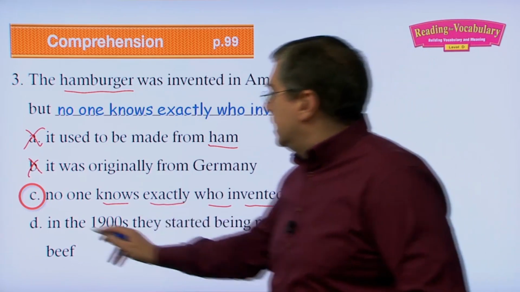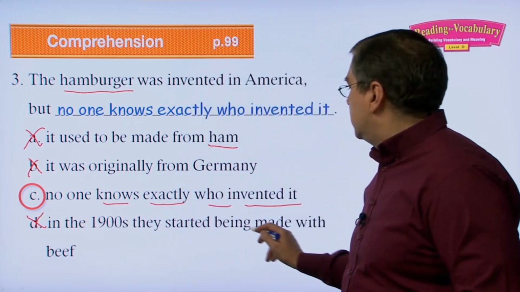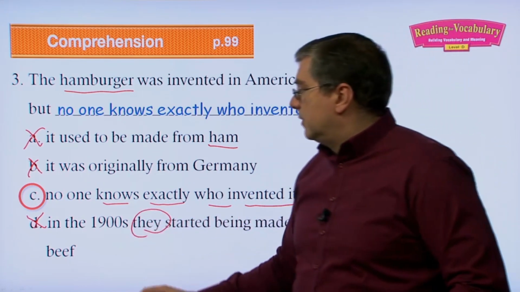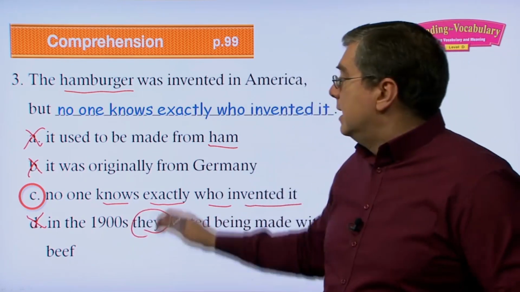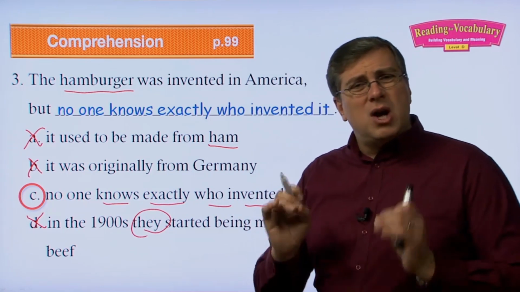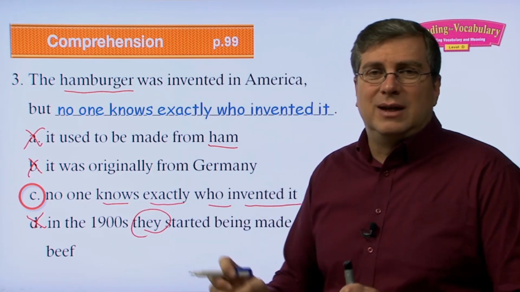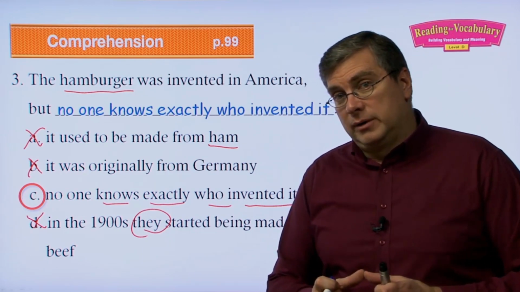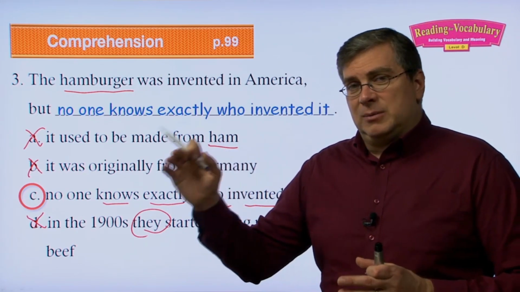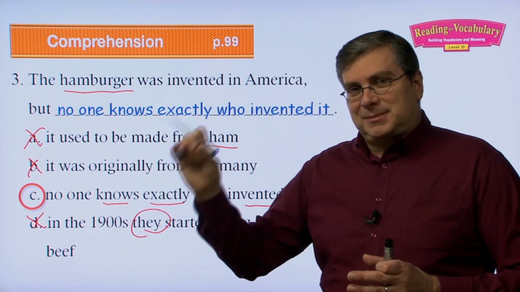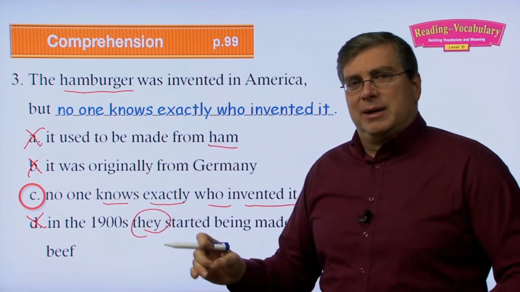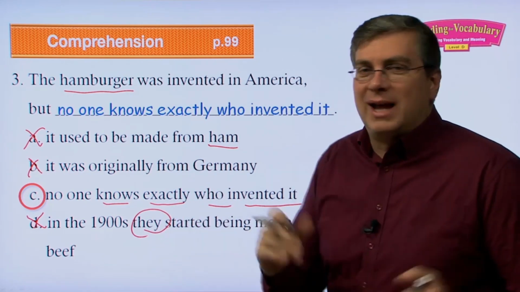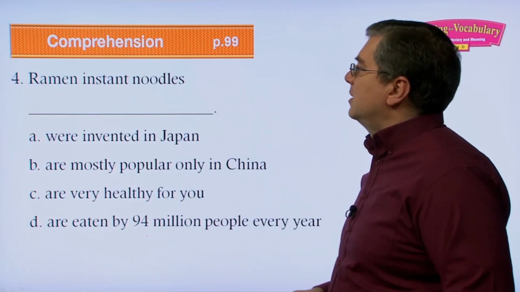And D is not right. In the 1900s, hamburgers started being made with beef. No, that's not right either. Okay? C, the passage said no one knows who actually invented it. So we're not really sure about the origin of the hamburger or why it is named after a city in Germany. I'm hungry. Why is it named after a city in Germany? Nobody knows exactly why. Okay, next one, last question.